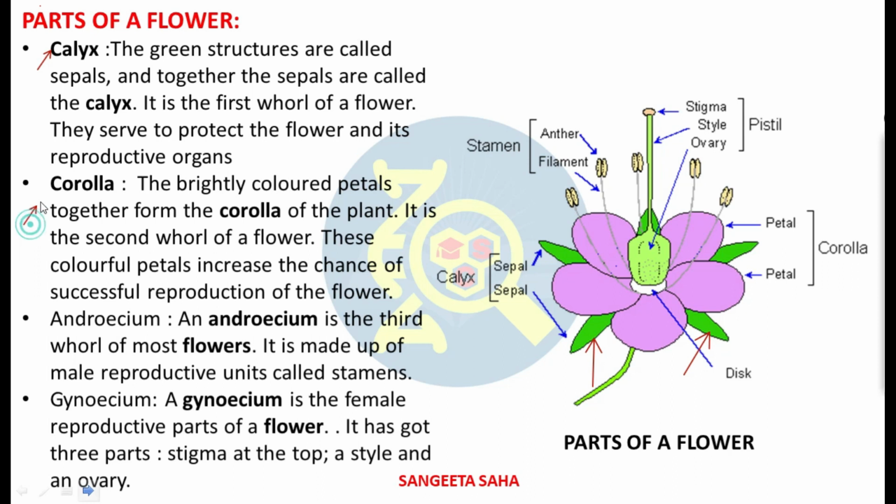The next part is the corolla. This corolla is commonly known as petals, and these petals, as you can see in the diagram here, are brightly colored and have got fragrance, and the main function of the corolla is to help in the reproductive process of the plant. Next is androecium.